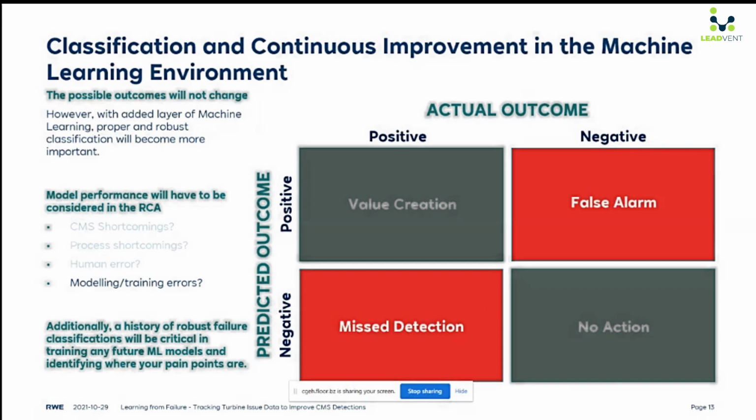So when you start to develop AI capabilities, the transitions will be much easier if these mechanisms are in place well before you develop them. Additionally, and perhaps most critically, having all of these classification and failure data on hand when you do implement any machine learning will be an absolute goldmine as far as training your data for your models.